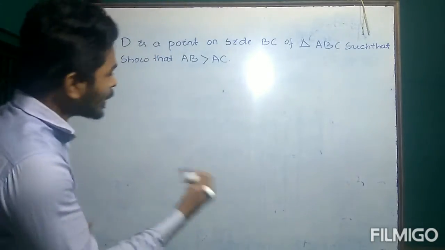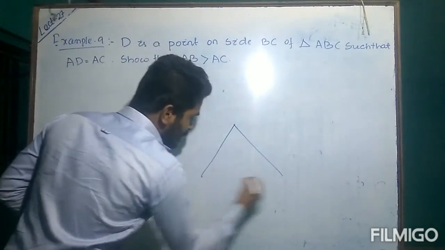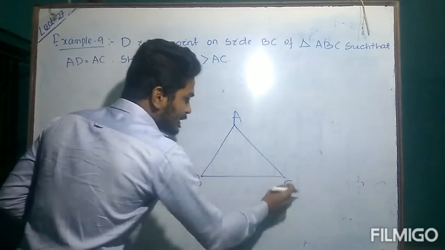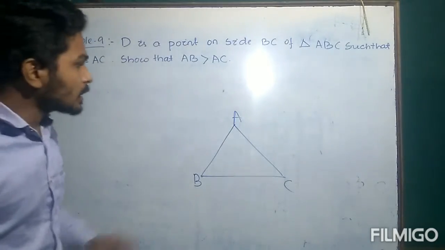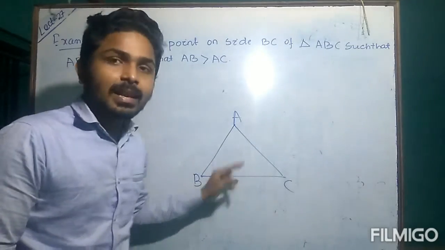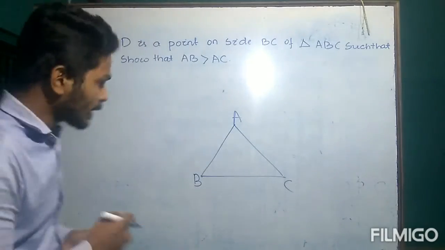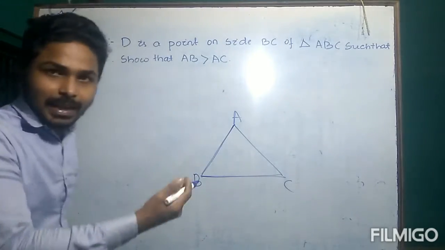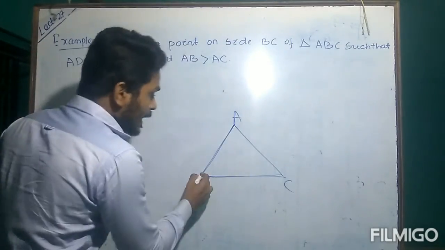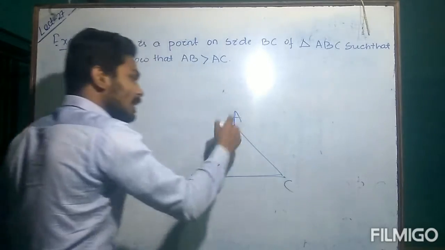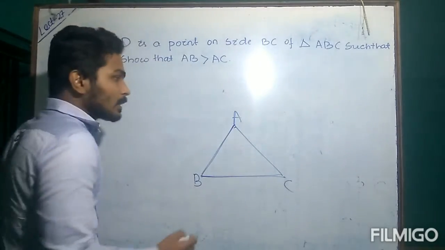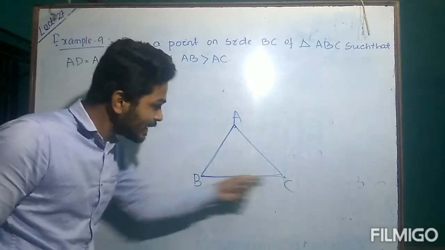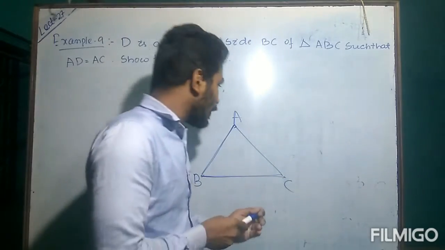According to theorem 7.8, if a triangle has three sides AB, BC and AC, then the sum of any two sides is greater than the remaining third side. For example, the sum of AB and BC is greater than AC. The sum of BC and AC is also greater than the third side AB. Similarly, the sum of AC and AB is greater than the third side BC. This is theorem 7.8.